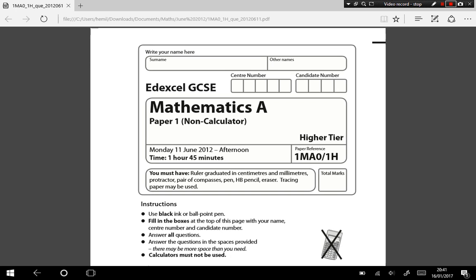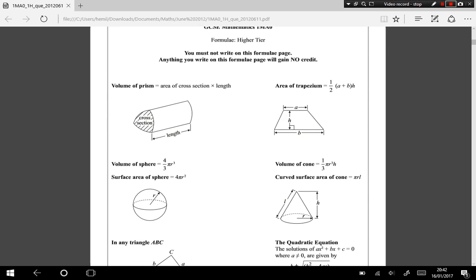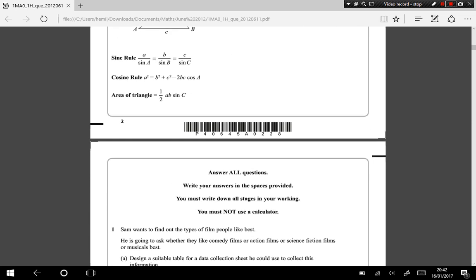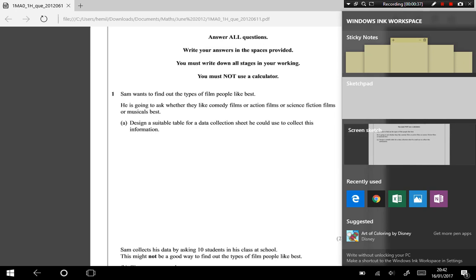So it's a mathematics A non-calculator paper, Monday 11 June 2012. I'm going to be skipping all the instructions, hoping you already know what they are. And yes, let's begin. So these are the equations we might use in the test paper, and now we shall bang on to the questions. And the first question is a suitable data collection table. So now let me just get the screen right so we can start doing it.